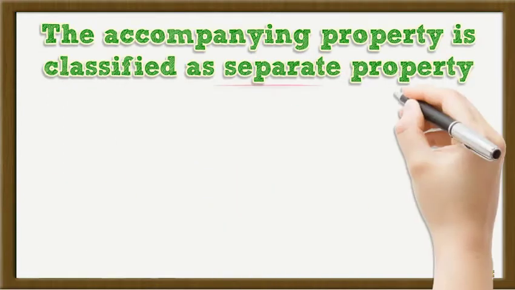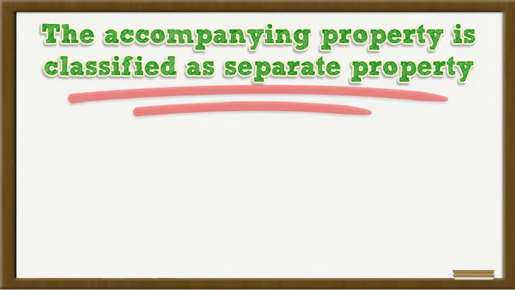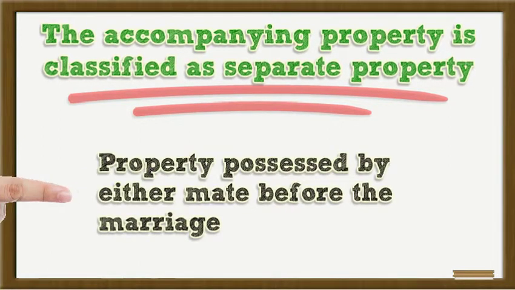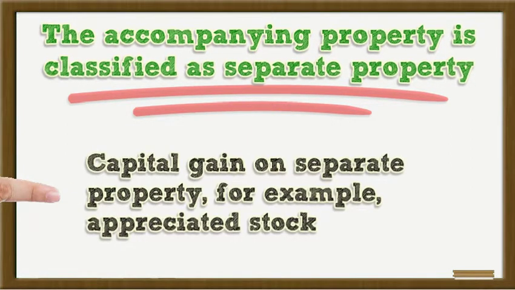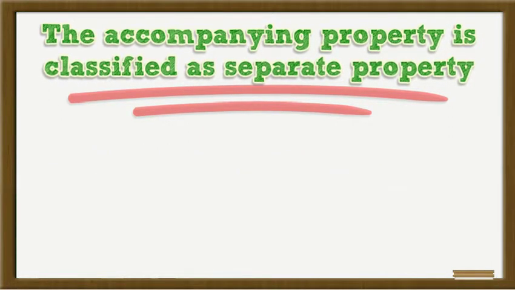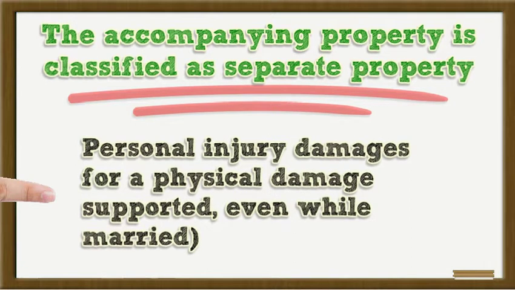The accompanying property is classified as separate property. Income earned by either companion before the marriage. Property possessed by either mate before the marriage. Capital gain on separate property, for example, appreciated stock. Any property gained by gift or inheritance. Personal injury damages for a physical damage supported, even while married.